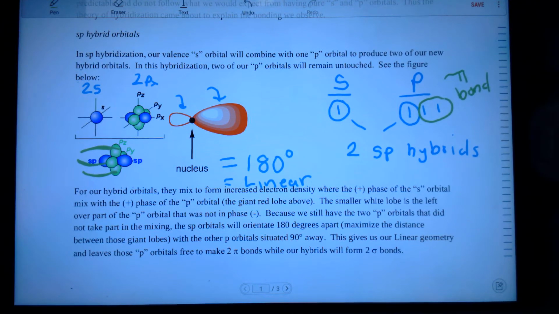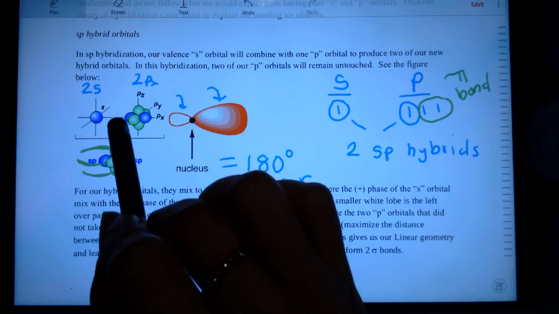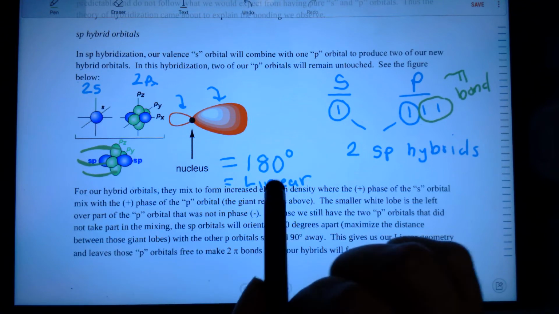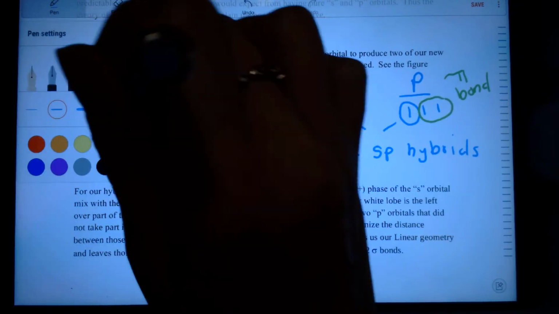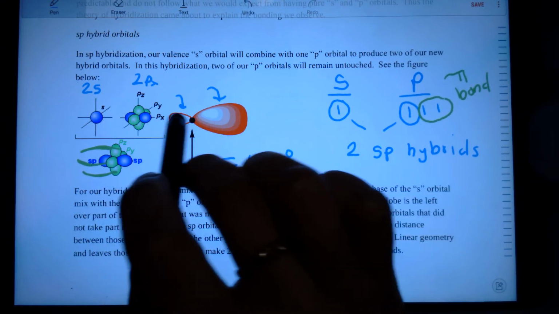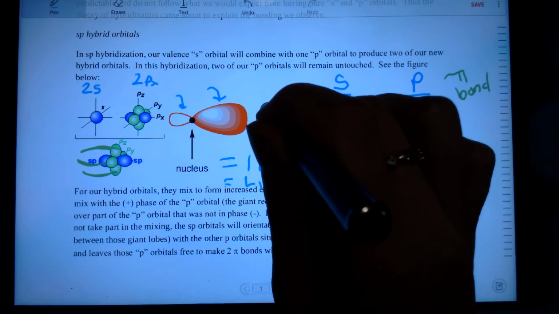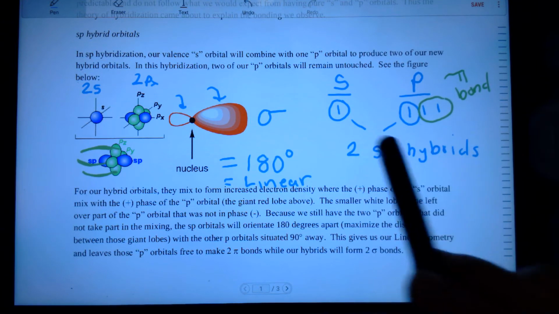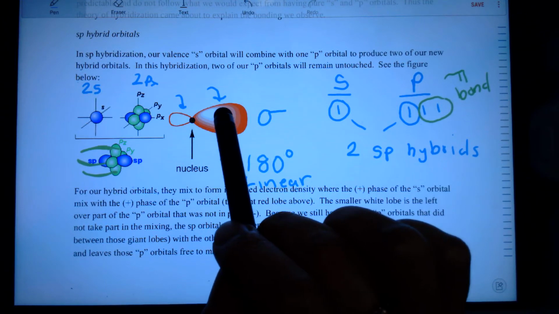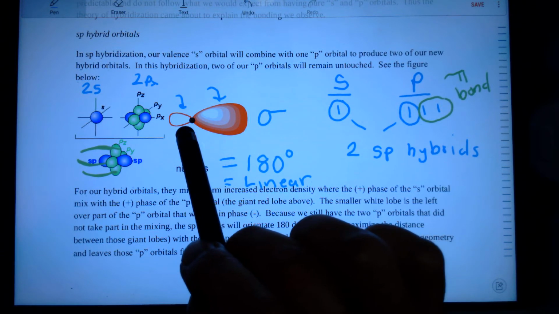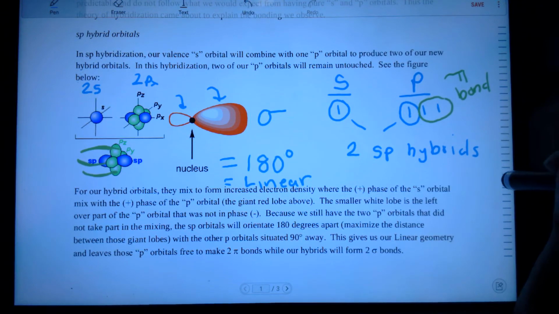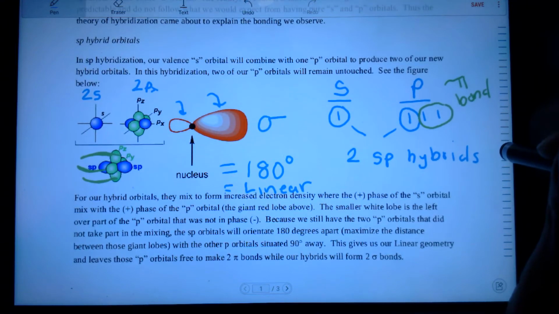Unhybridized p orbitals, like we see here, generally form pi bonds. Our hybrid orbitals form sigma bonds, so these are going to be along the axis, along the nucleus. Mixing one s and one p gives us an increased probability of bonding, or a larger lobe for bonding, which gives us this shape here. So that's our first type of mixing.